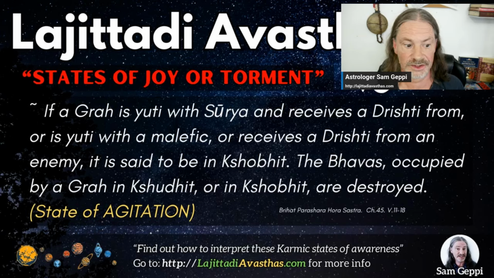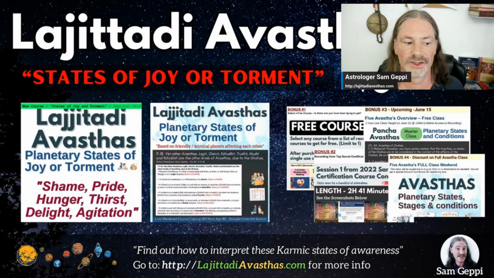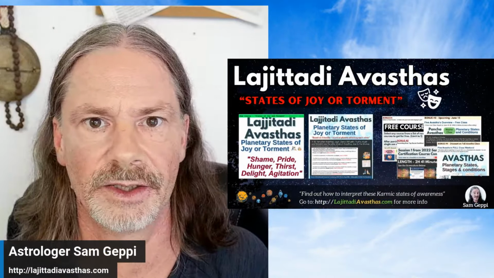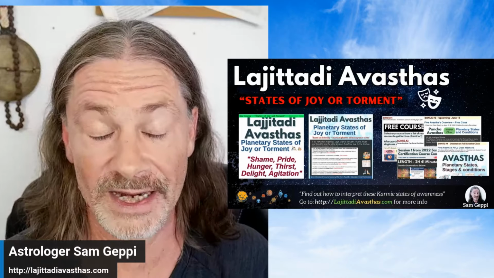So these avasthas, these six states of awareness, like I said, are very prominent. The shame, pride, hunger, thirst, delight, agitation. Certain planets are going to have these conditions. And again, you have to see them in context. It's not everything. You can't get overblown with it. And this is always the problem. And I see it kind of taught that way as well. I see people teach about it, and it's fine. But it's also overdone, overstated many times.